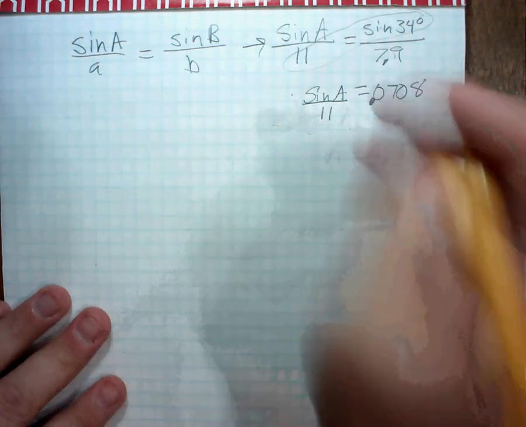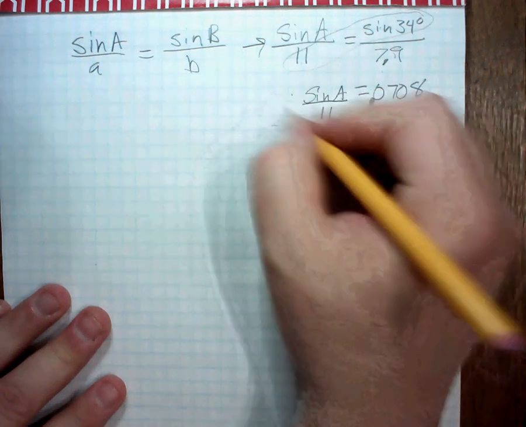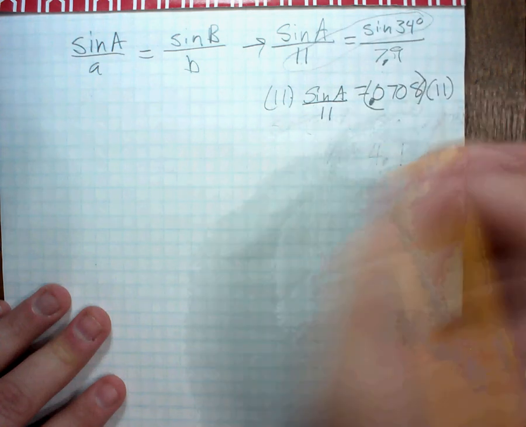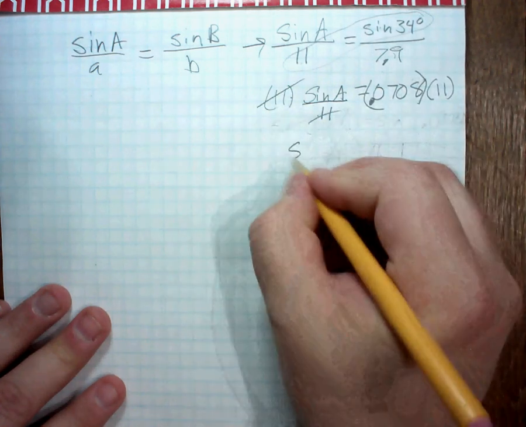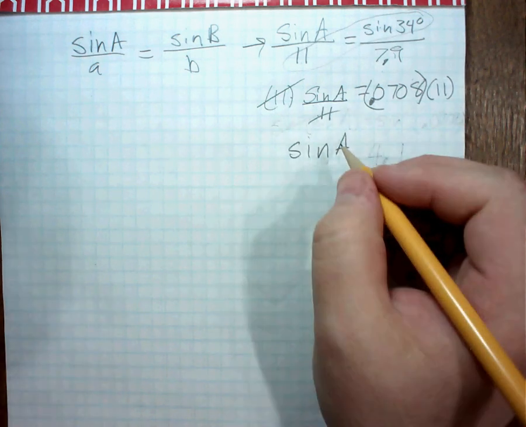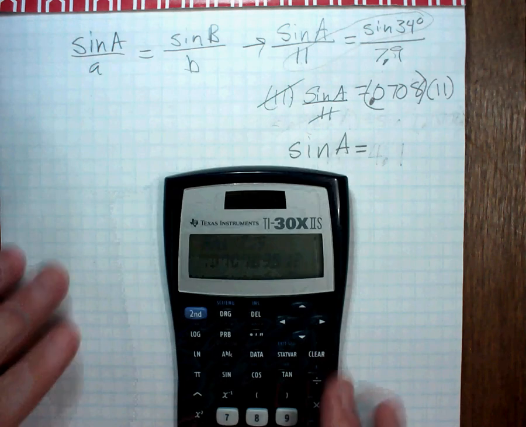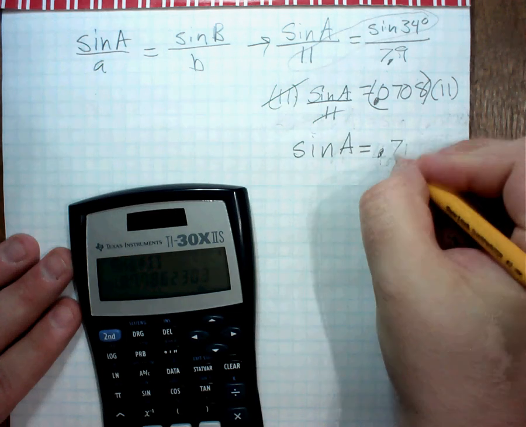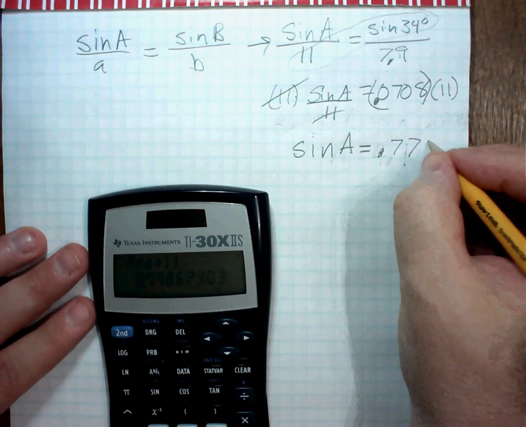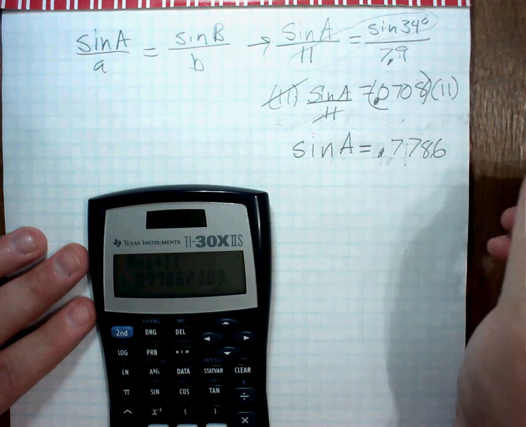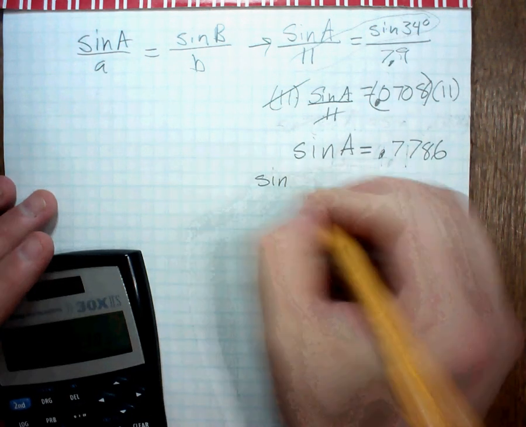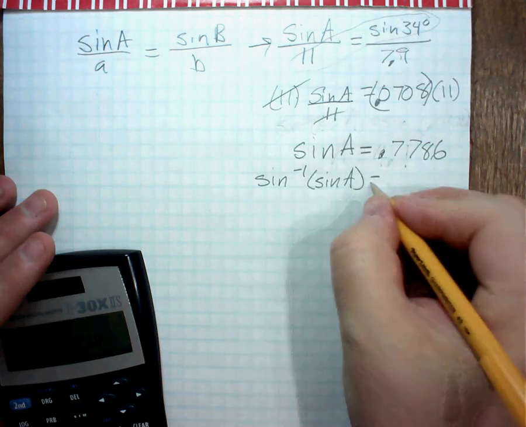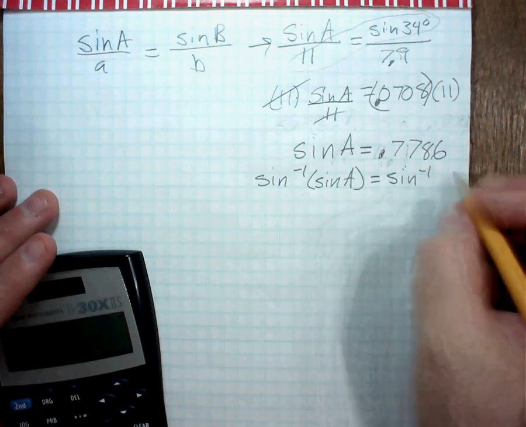Okay. So then before I do that, the arc sine, what I need to do is I need to multiply this side by 11 and I need to multiply this side by 11. So the 11s will cancel. Now I've got sine of capital A is equal to this number times 11, and that's a better number. So now I got 0.77862. Now I'm going to take the arc sine, or the inverse of sine, of both sides. And then I'll explain what happened.